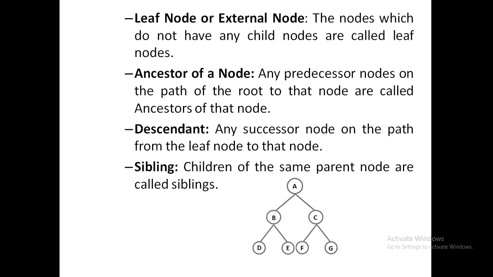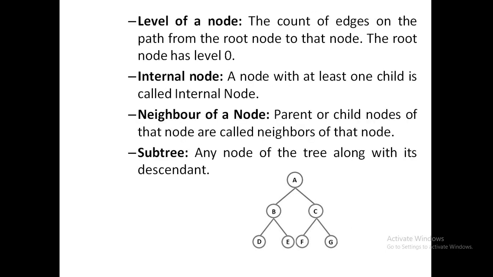Sibling. Children of the same parent node are called siblings. F and G are siblings. Similarly, D and E are siblings, and B and C are siblings. Level of a node. The count of nodes on the path from the root node to that node is said to be the level of a node. So here the root node has level 0, whereas node B is at level 1. Internal node. A node with at least one child is called an internal node.